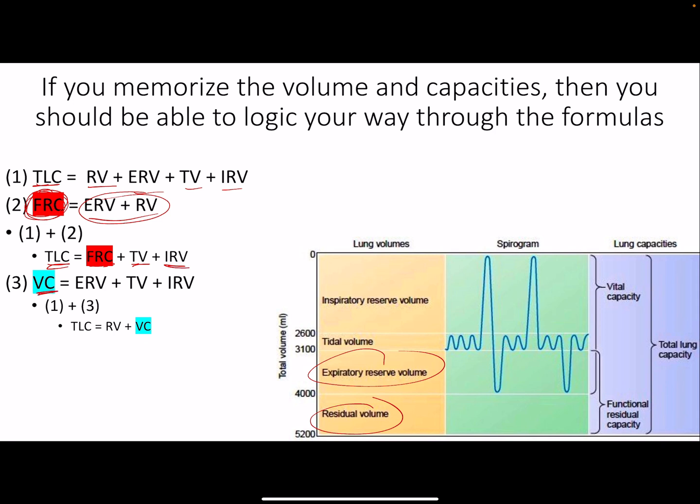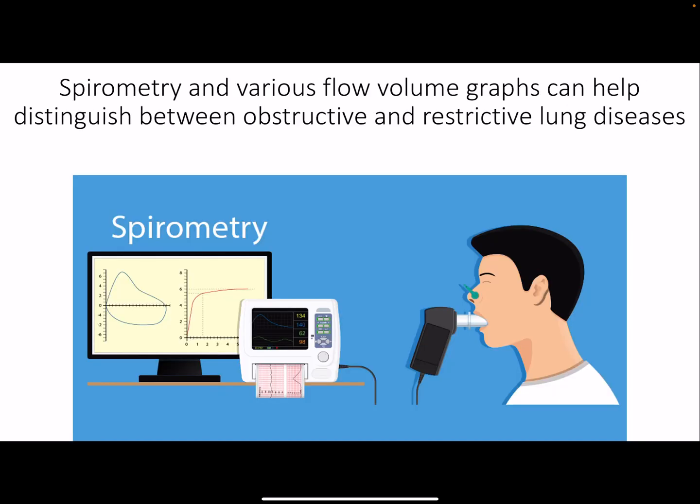Third, we have vital capacity, which can also be defined as the expiratory reserve volume plus the tidal volume plus the inspiratory reserve volume. So these three things together are going to be the vital capacity. So combining now formulas 1 and 3, total lung capacity can be defined as the residual volume plus the vital capacity. So spirometry, understanding these lung volumes and lung capacities, is going to be really helpful in distinguishing between obstructive and restrictive lung diseases.